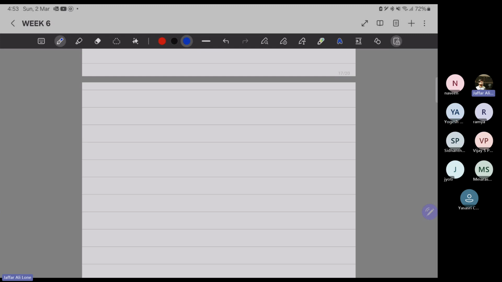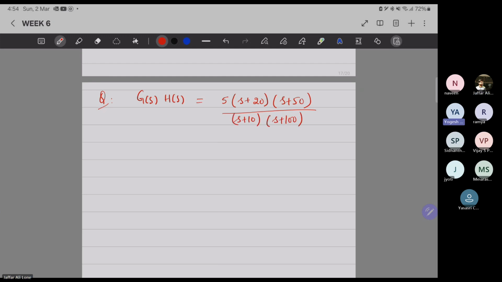So directly, let's do a question, and then maybe things will be easier for you if you practice more questions. So let's assume you are given G(s)H(s) is equal to 5 into (s plus 20) into (s plus 50) divided by (s plus 10) into (s plus 100). And we are asked to draw the Bode plot for this system, right? So we need to plot magnitude as well as phase with respect to frequency.